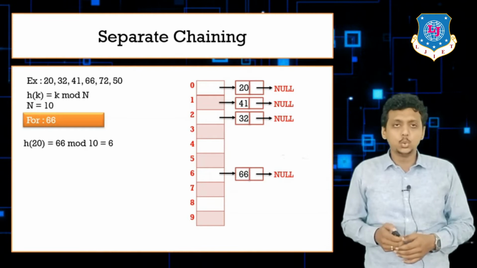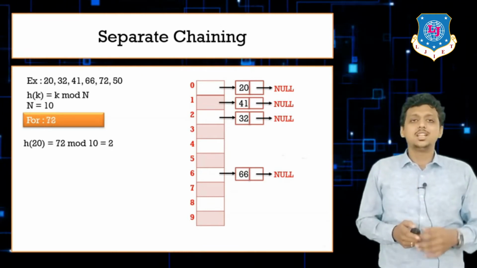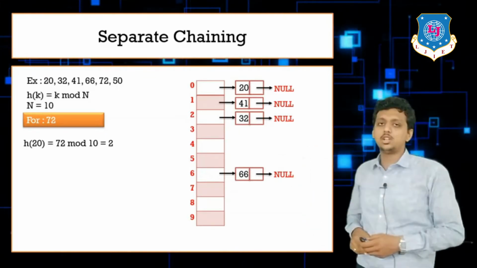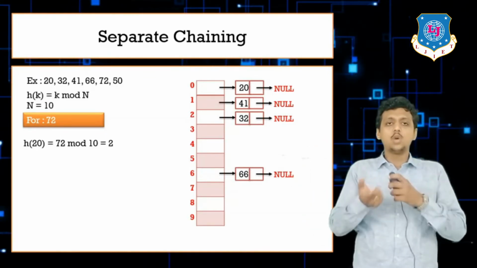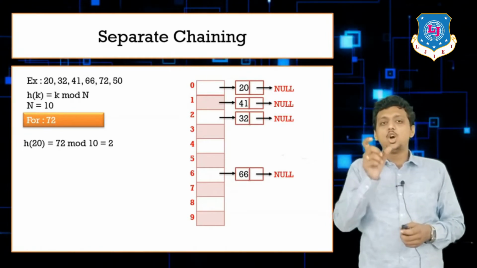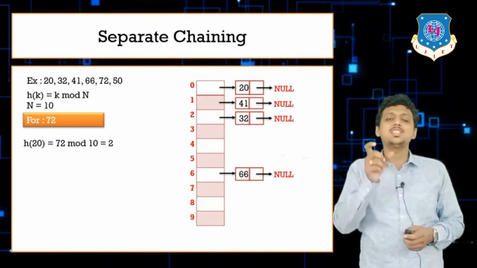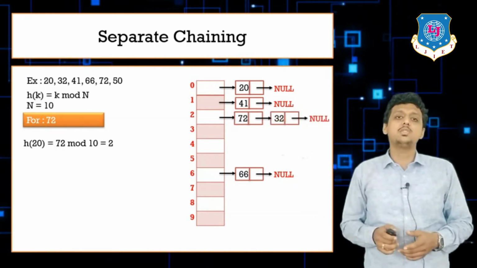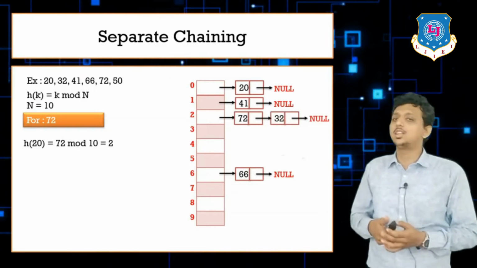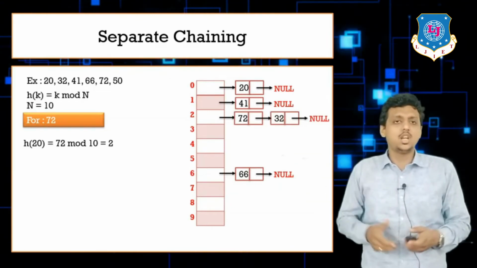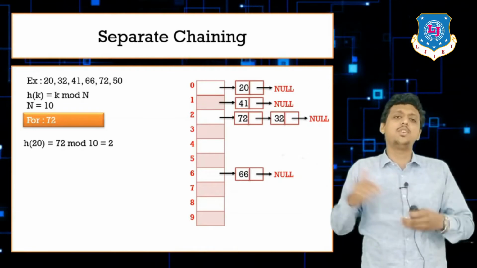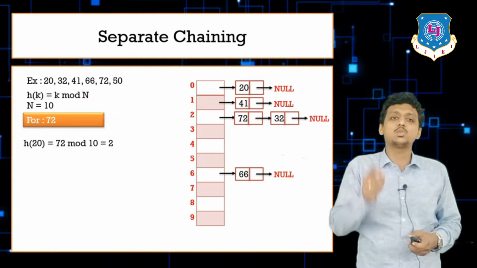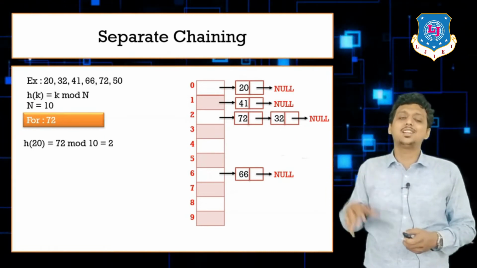Next we have 72. So students, 72 modulo 10 becomes 2. Now if you look at the second position, we already have 32. So how do we insert 72 there? Always remember, in separate chaining, the new value is inserted at the first position of the linked list. That's why first we have 72, then we have 32, like this. See, there is no collision problem here. You can insert n number of values at the second index. Whatever key values have hash value 2, they all get inserted at the second position in the separate chaining method.